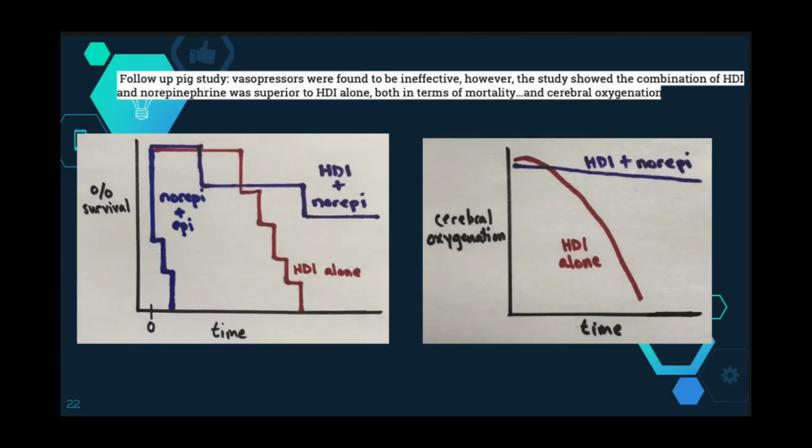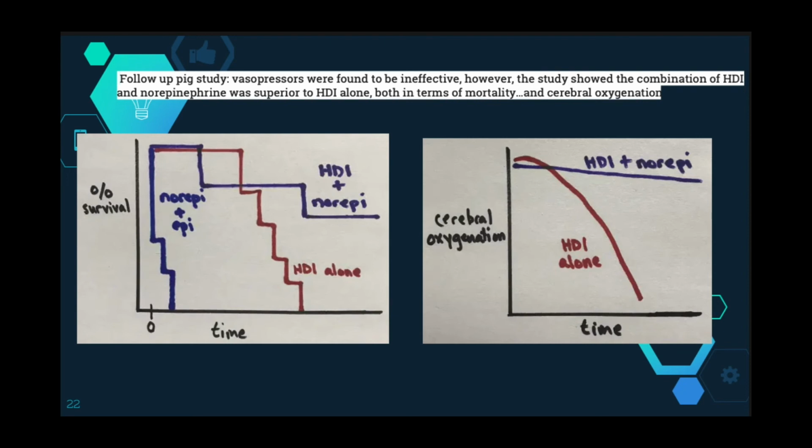So there's definitely some caveats, but they followed up that first study with this second pig study where they used vasopressors with high dose insulin and compared it to each alone. And they said that they did better with a combination.